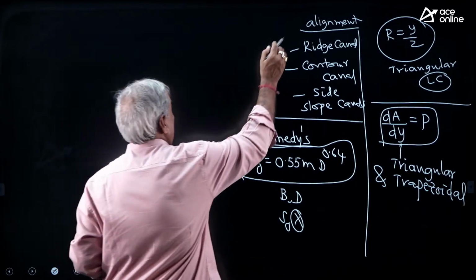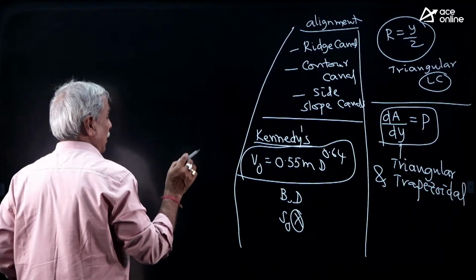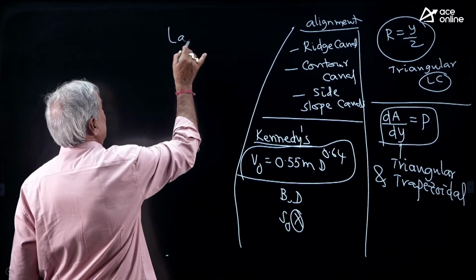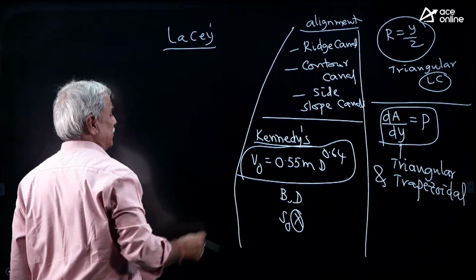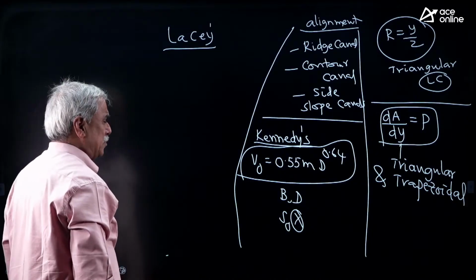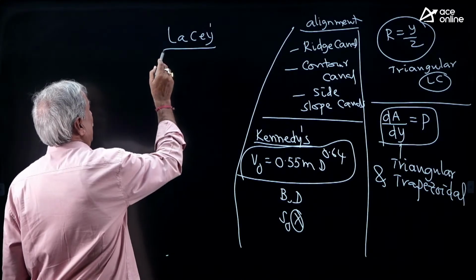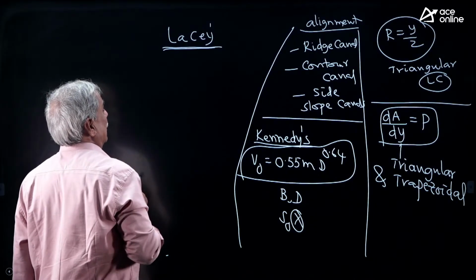Then after Kennedy's theory, Lacey came; in between we got the graphical procedure. That's not necessary. If somebody asks on which theory we are designing the unlined canals, now the answer is Lacey's theory.